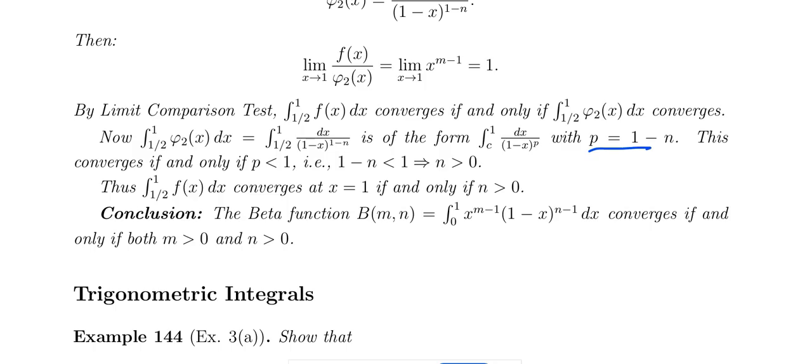இது எப்படி இருந்தால் converges அப்படின்னு பார்த்தா, p less than 1 இருந்தால் தான் convergence. That is 1 minus n less than 1. 1 minus n less than 1, that is n அந்த சைடு போச்சுன்னா n is greater than 0 தான் இது converges. So இந்த portion converges எப்போனா n greater than 0.